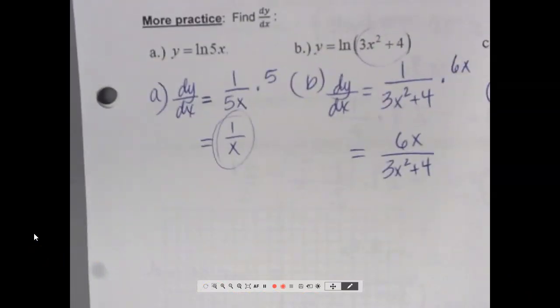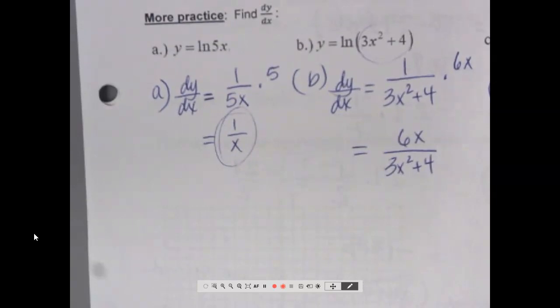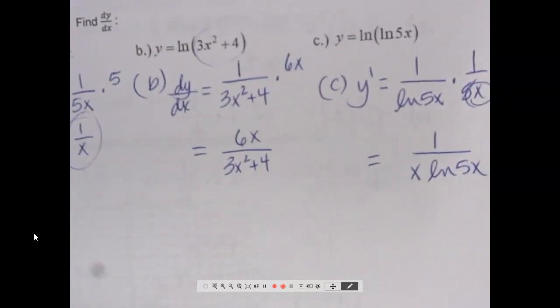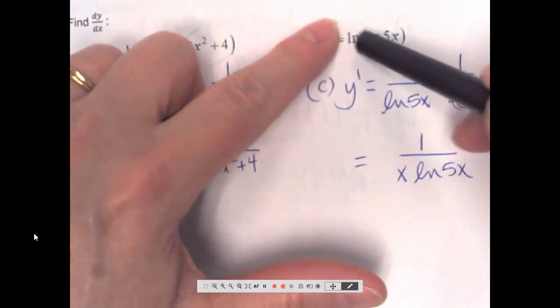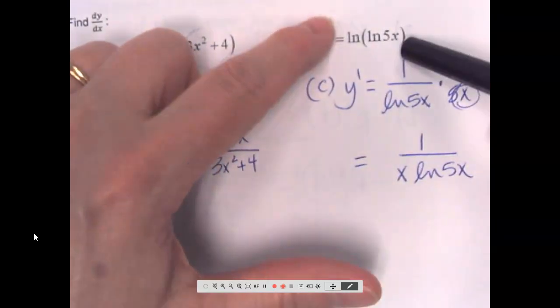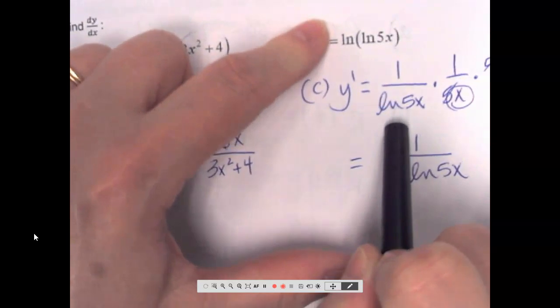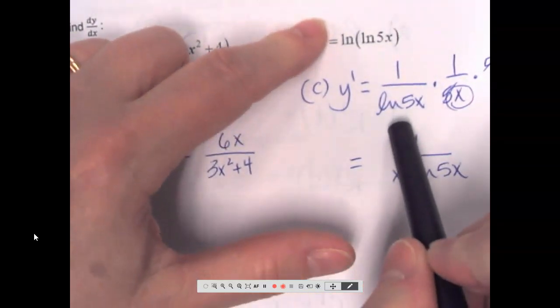Okay, let's back this up. Part A was 1 over x. Part B should be 6x over 3x squared plus 4. And then part C is the tricky one. So we see natural log of stuff in parentheses. Derivative is 1 over stuff in parentheses. But then I have to take the derivative of the parentheses.